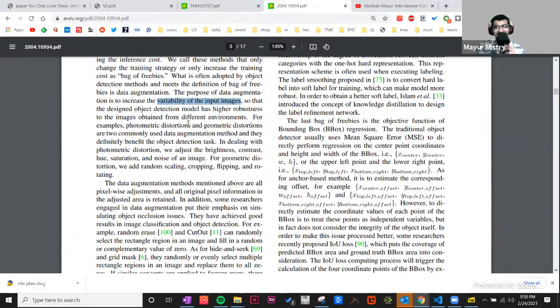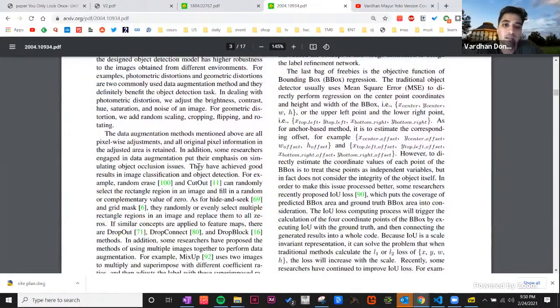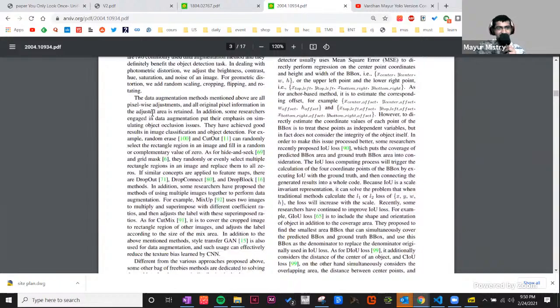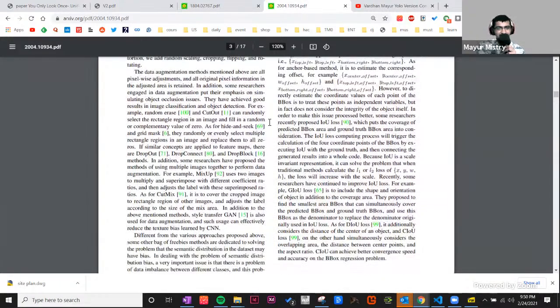You can say that, yeah. They're adjusting the data set. Random scaling, cropping, flipping, rotating. Pixel-wise adjustment.